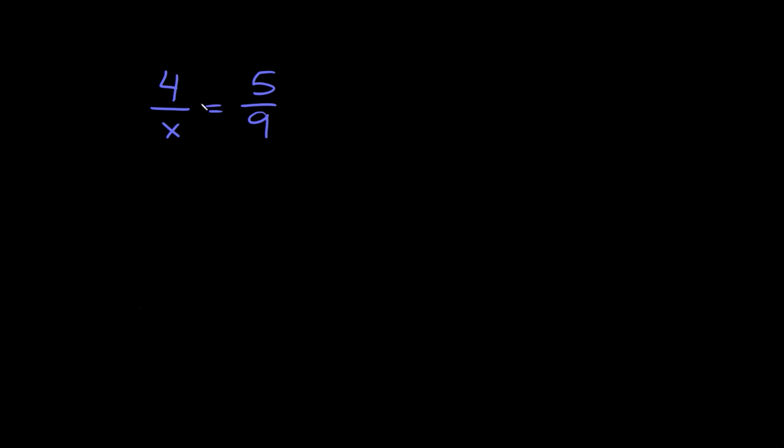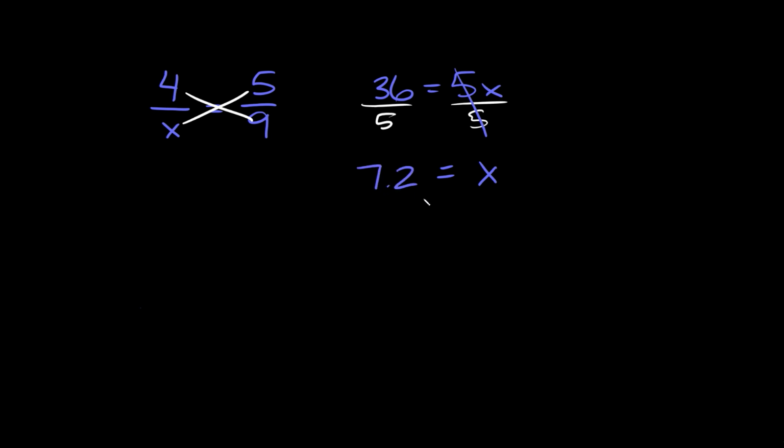So that just means that you want to multiply this cross together and set it equal to this cross, right? So first of all, 4 times 9, that's equal to 36. And that's going to be equal to our other cross, which is 5 times x, which we can just label as 5x. So to solve for x here, we can divide both sides by 5. Those cancel out. So then here we get that x is equal to 36 divided by 5, which is equal to 7.2. Okay, so that'd be our answer here for x.